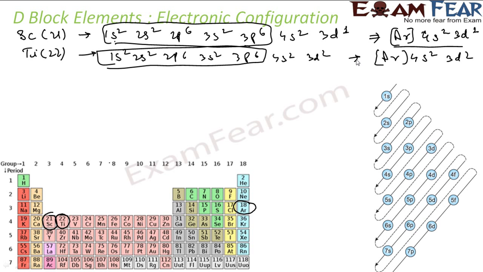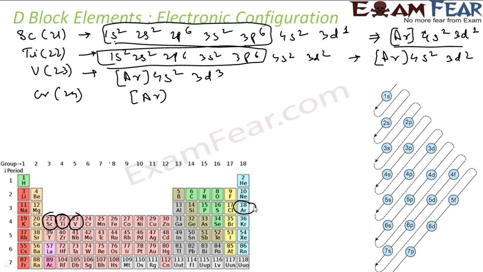Let's take the third one. V is vanadium, atomic number 23. So it will be same as argon. Argon is 18. I can write shortcut 18. And then I have 5 more: 4s2, 20, 3 more. It will become 3d3. Correct? Chromium is 24. So argon I'll write.